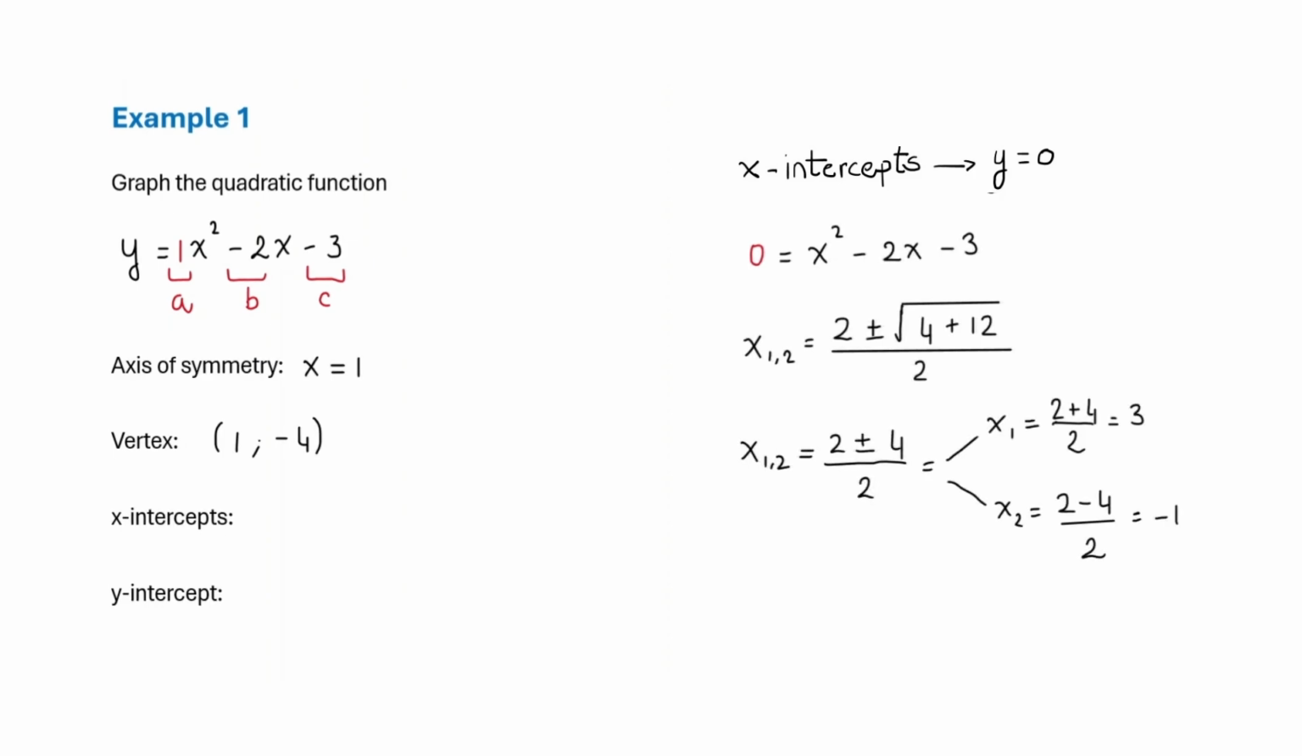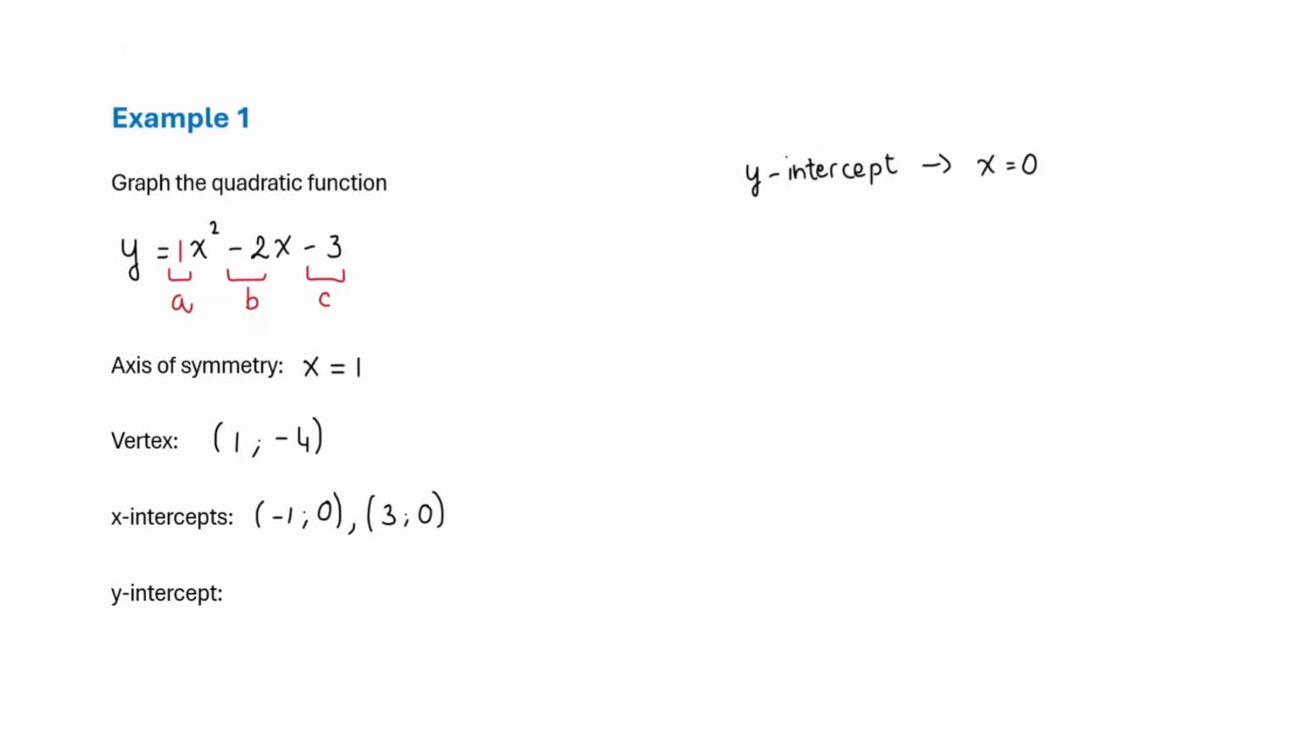These give us 2 x-intercepts, the point negative 1, 0, and the point 3, 0. Now that we have found the x-intercepts, we can move on to the y-intercept. To find it, we set x equal to 0. This gives y equals 0 minus 3, which leaves us with y equals negative 3. So the y-intercept is the point 0, negative 3.